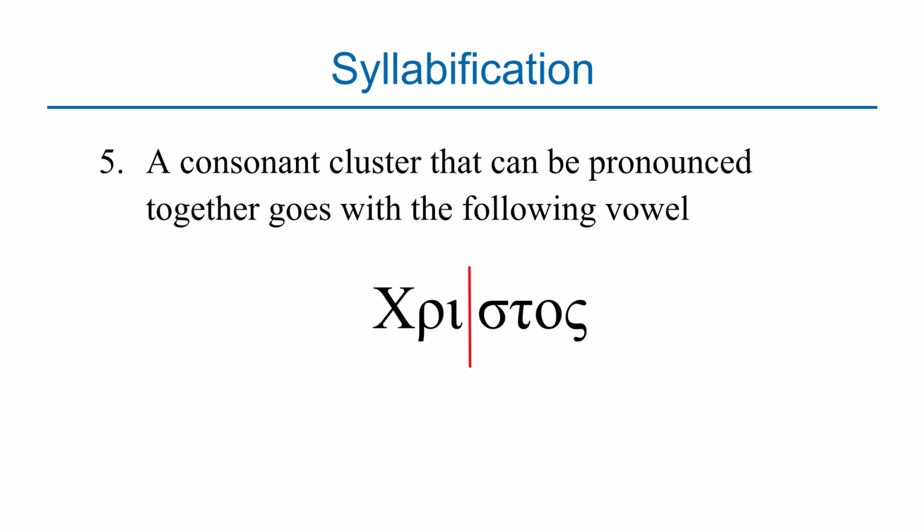Another example is sigma and tau. We should have split between sigma and tau, but because the two consonants can begin a word, they are attached to the next vowel. So rule number 5 says, every time you have two consonants, check if those two consonants can begin a word. If they can begin a word, do not split in between them. Attach them to the next vowel. But if the two consonants cannot begin a word, they must be divided.